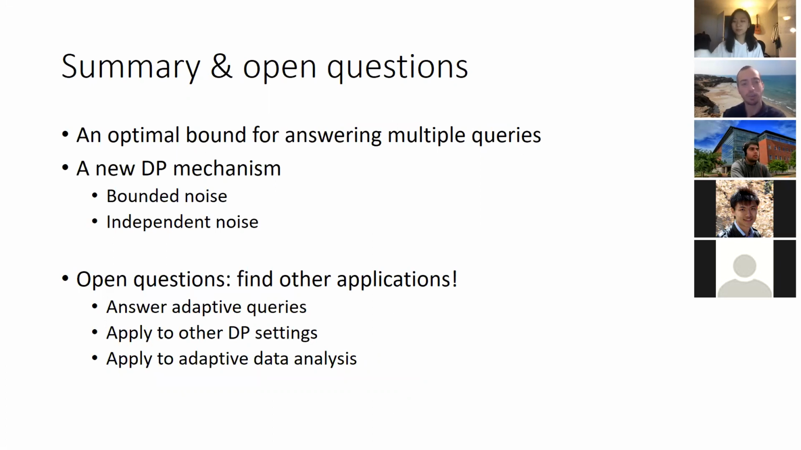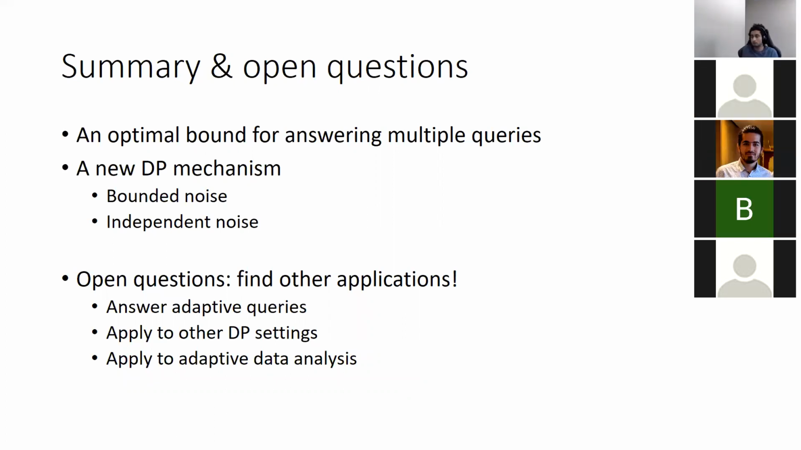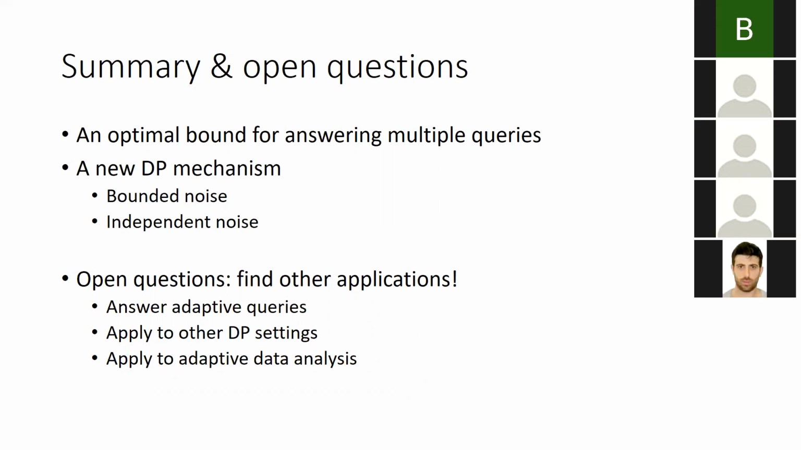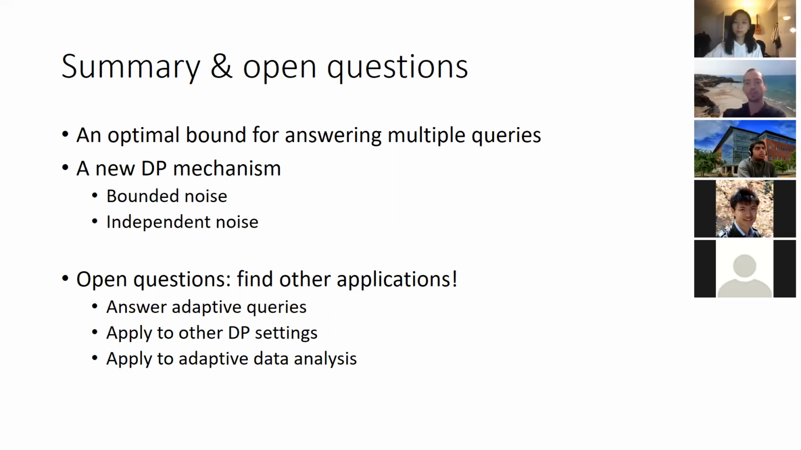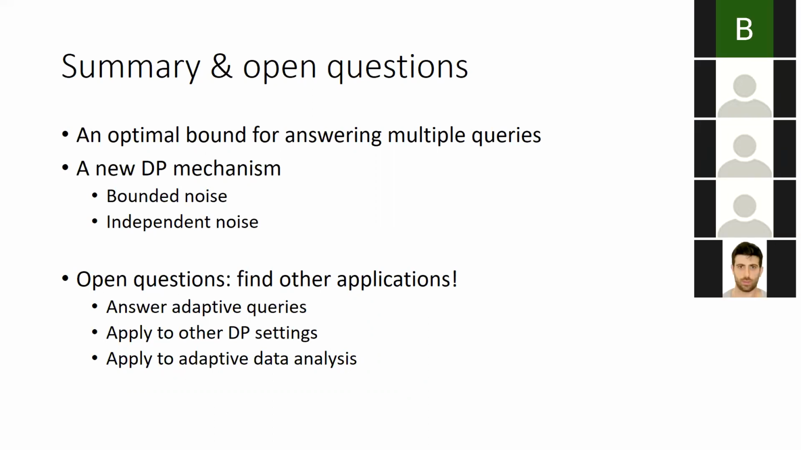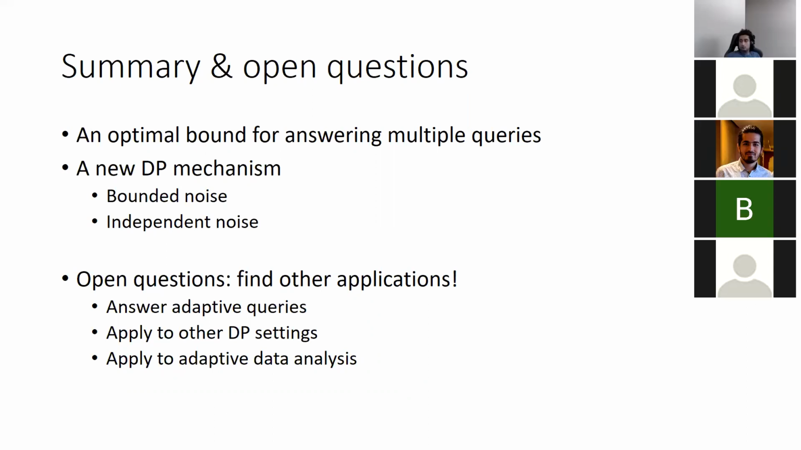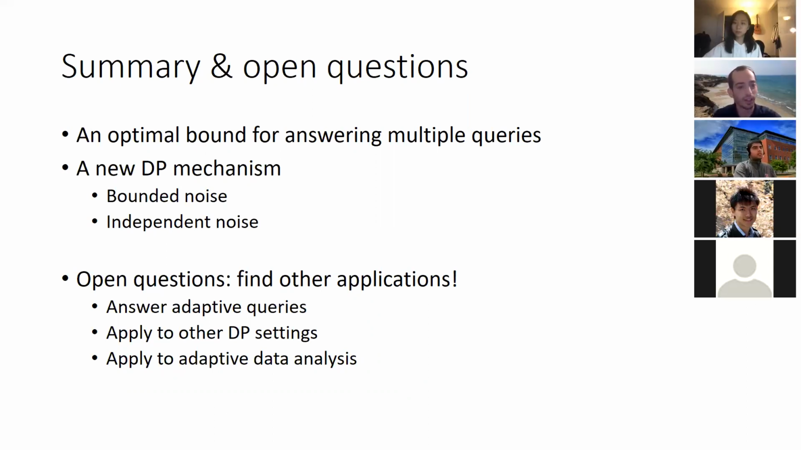There is an optimal bound for answering multiple queries, and this is a new differential privacy mechanism that adds bounded noise independently. And here are some open questions. Maybe see whether you can have bounded noise for adaptive queries in other differentially private settings, where you replace the Gaussian or Laplace, or in adaptive data analysis, which is another field that uses tools from privacy to adaptively get information about the data and analyze it. So these are some open questions.